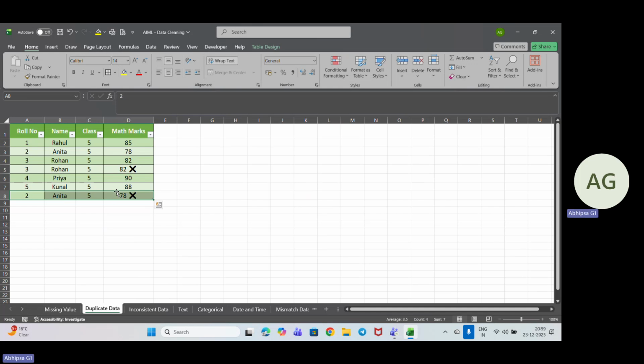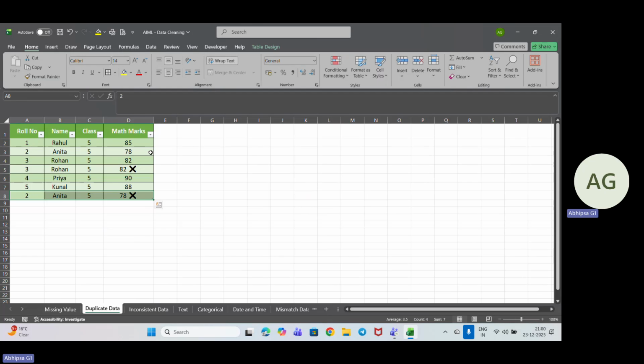So how can we find the duplicate, right? We will be checking each of the rows to see if the data is an exact duplicate or not. Is everything exactly the same or not, right? So there are two types of duplicate data.